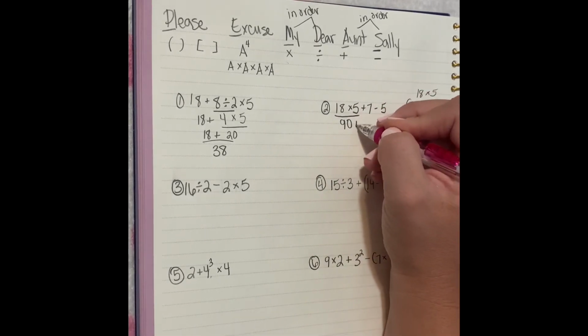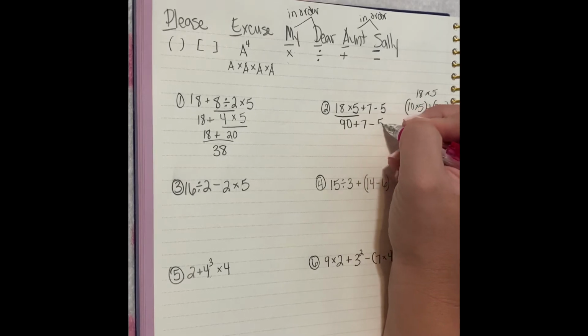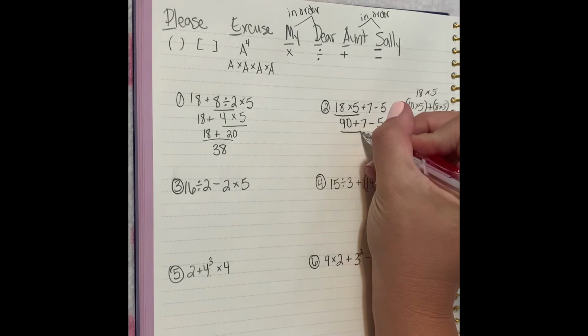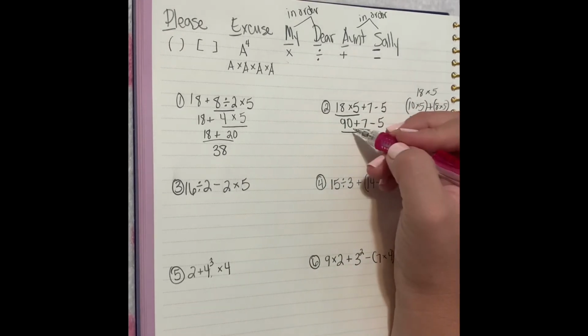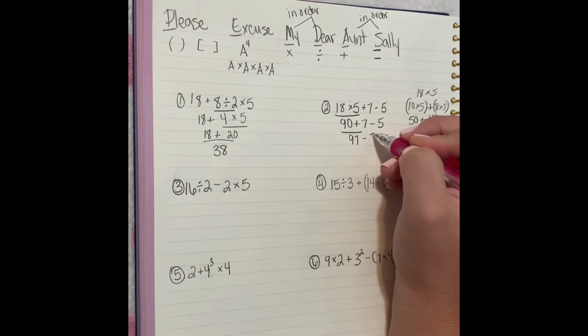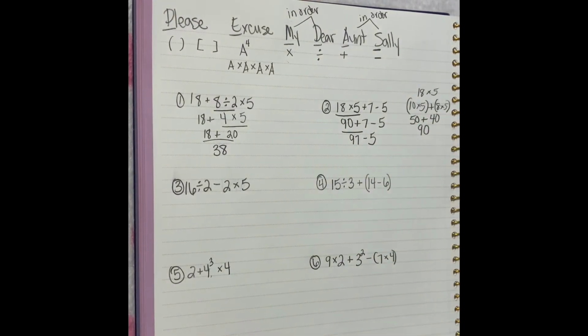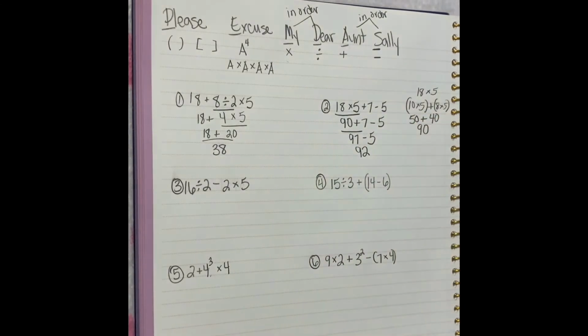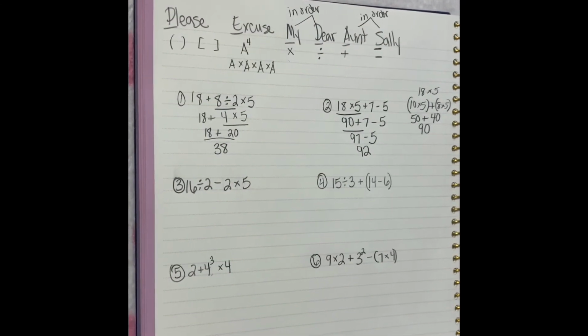And then I have to copy down the rest of my problem. Okay, I'll add next because it's in the order that it occurs in the problem. 90 plus 7 is 97. And then bring down my subtract 5. 97 minus 5 is 92. And there's my answer. Okay.